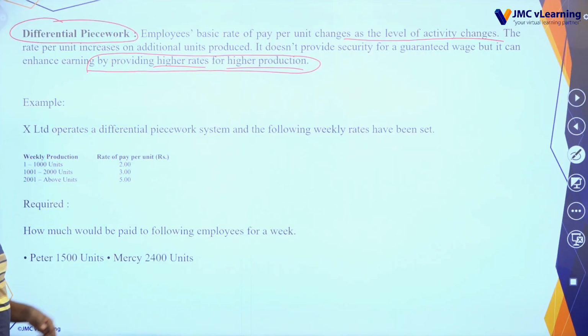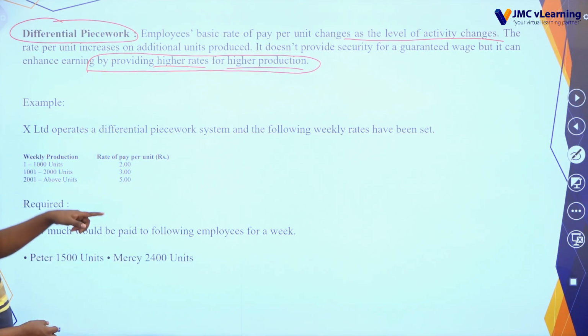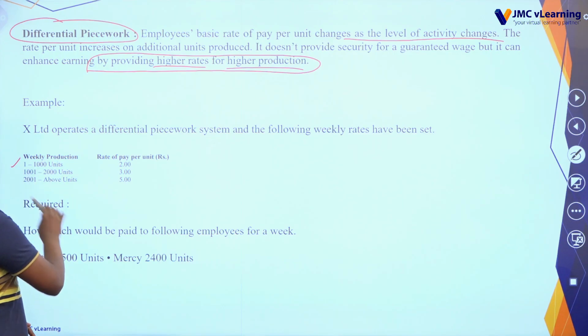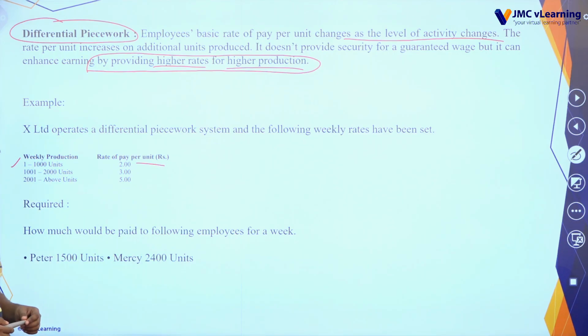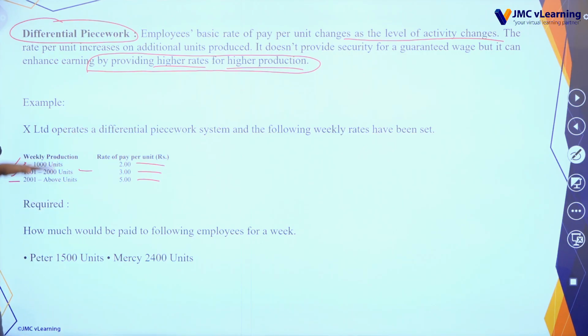They say SLTD operates a differential piecework system and the following weekly rates have been set. Weekly production 1 unit to 1000, they pay 2 rupees per unit. Then 1001 to 2000, 3 rupees per unit, and 2001 and above, 5 rupees per unit. Like this, they change the per unit rate as per the level of activity changes. Based on the number of units, they change the per unit rate.